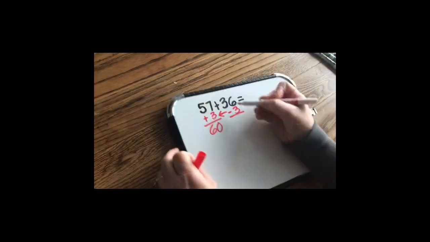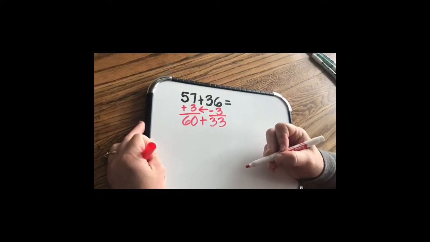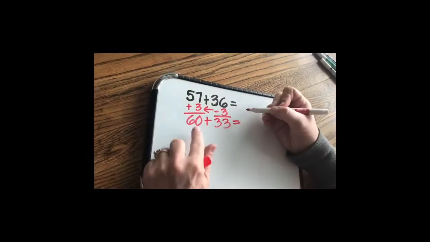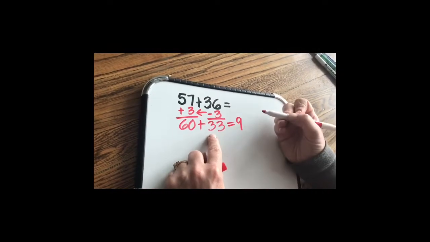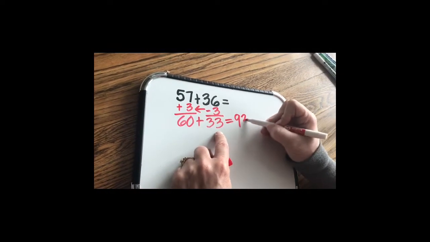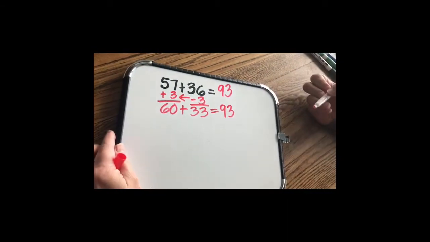36 minus 3 is 33. And now I have a very easy equation to solve because 60 is a multiple of 10. So 60 plus 30 is 90, and 0 plus 3 equals 3. And that's my answer, 93.